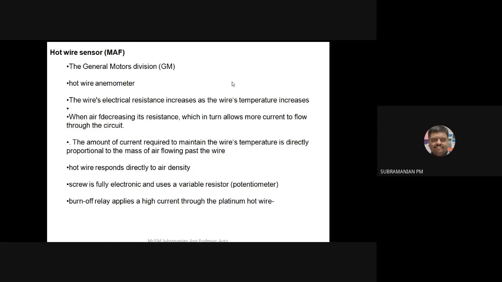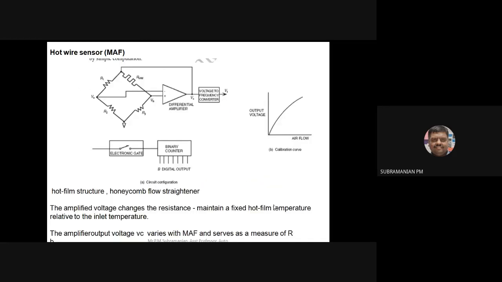Okay, so in order to remove those deposits, I will be passing a high current so that I can remove the deposits. Okay, so that is a hot wire sensor, and this is a circuit that I will be using in cars.